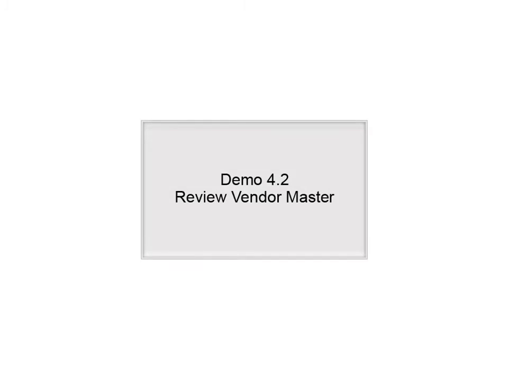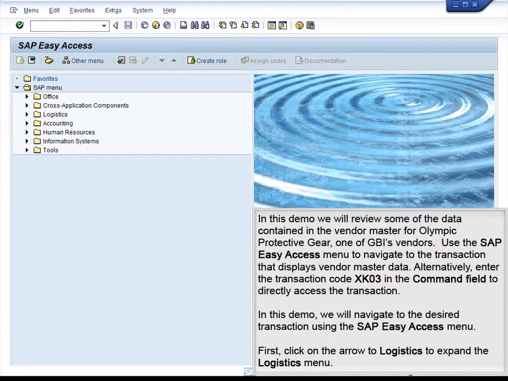Demo 4.2 Review Vendor Master. In this demo, we will review some of the data contained in the Vendor Master for Olympic Protective Gear, one of GBI's vendors. Use the SAP Easy Access menu to navigate to the transaction that displays Vendor Master data. Alternatively, enter the transaction code XK03 in the command field to directly access the transaction.